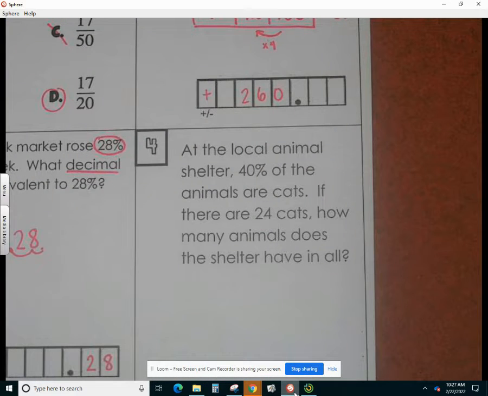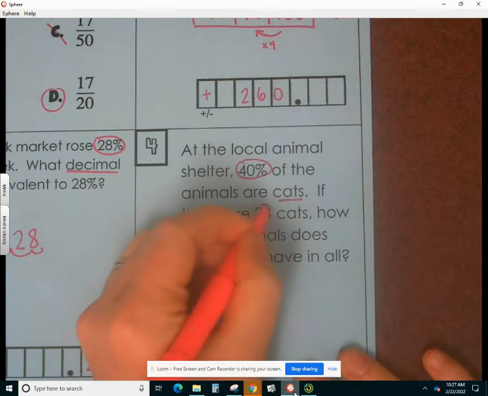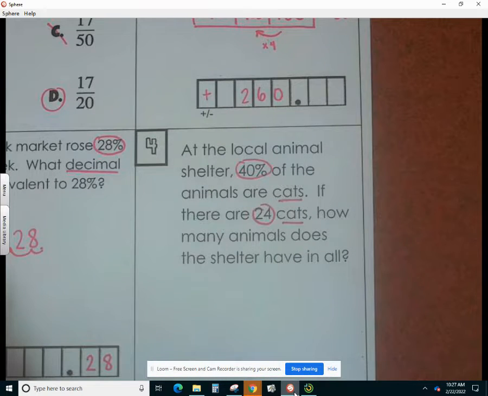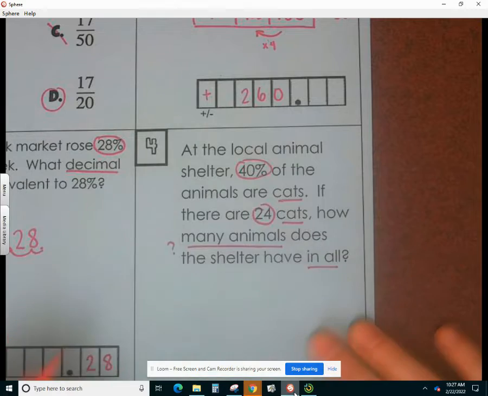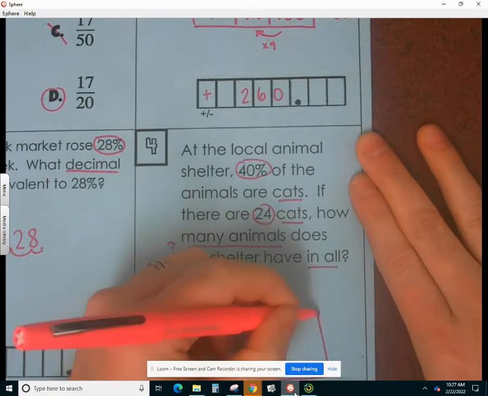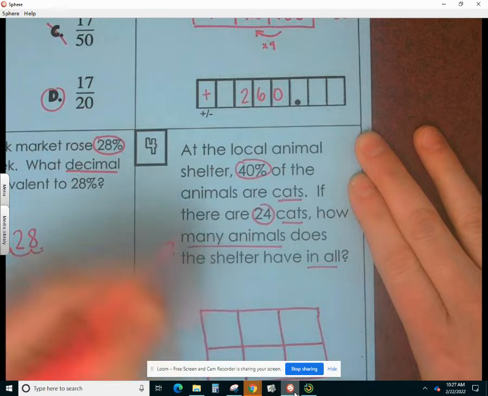Okay, number 4. At the local animal shelter, 40% of the animals are cats. So we know the percent that are cats. We know how many cats there are. There's 24 cats. We want to know how many animals. And it says in all. So we're looking for the total, aka the whole. So the animal shelter doesn't just have cats.